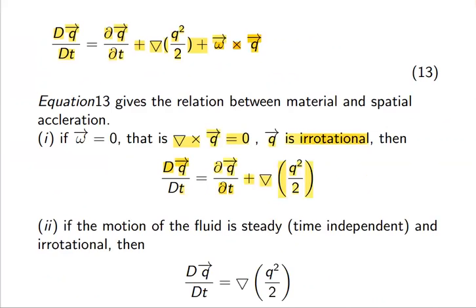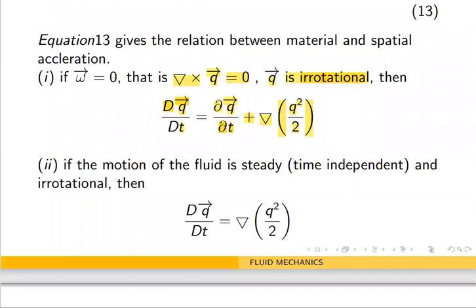Okay. Second case, if the motion of the fluid is steady, that is time independent, and irrotational, that is omega equal to 0. If the motion of the fluid is steady, that means this part is 0, that is dou Q by dou T is 0. So that is also 0. Omega is also 0. So we get material acceleration is equal to this much, gradient of Q square by 2. So if the motion of the fluid is steady, then the local acceleration is 0.